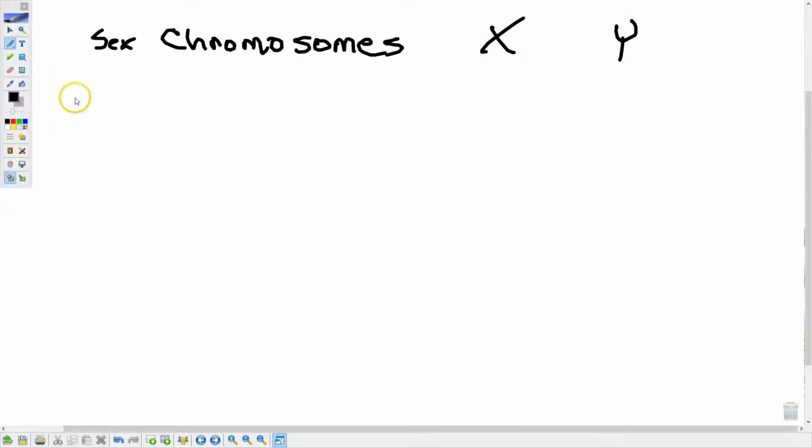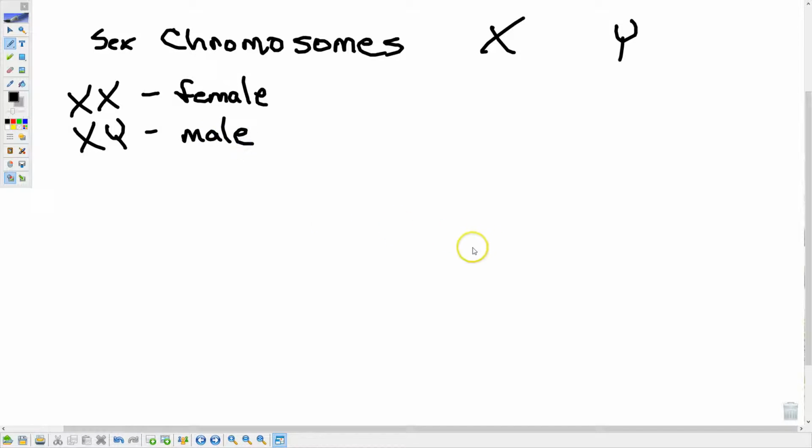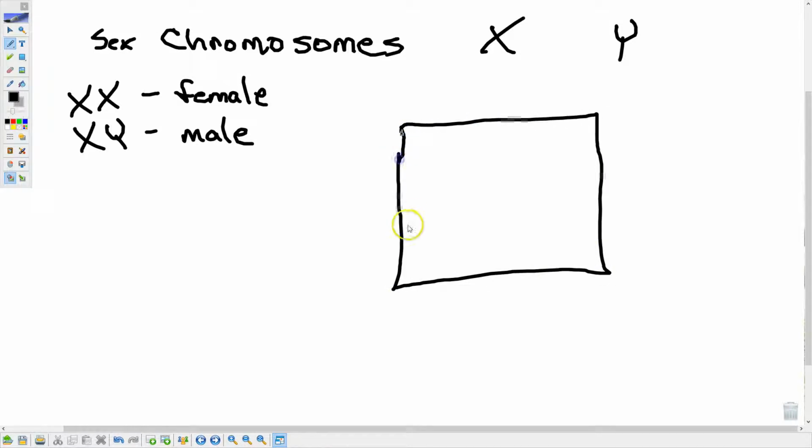Well, if you are born XX, you are female. If you are born XY, you are male. So let's look at the probability of what a couple will have, because obviously in order to have a baby, we have to have a male and a female. So let's draw our Punnett square. It may not be pretty, but there's a Punnett square.